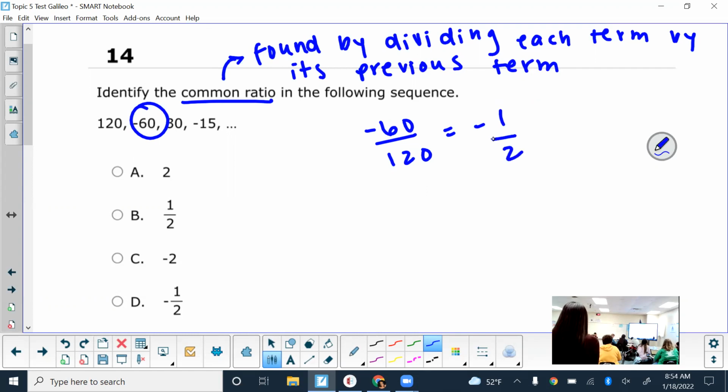-1/2 is correct. A negative divided by a positive should give you a negative, so you can cancel out A and B because of that. But then, when you simplify the fraction, it has to be this number on top of the previous number. So that's why it's -1/2, not 2. That makes sense? Any questions on this one?